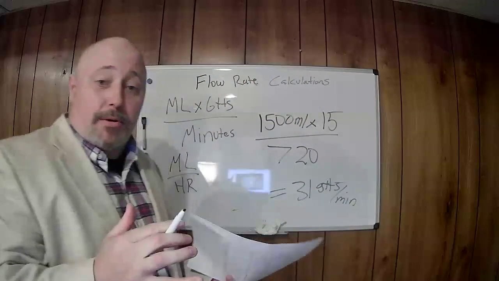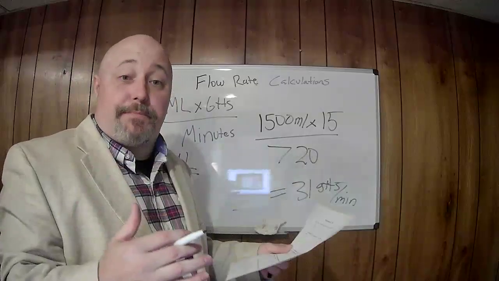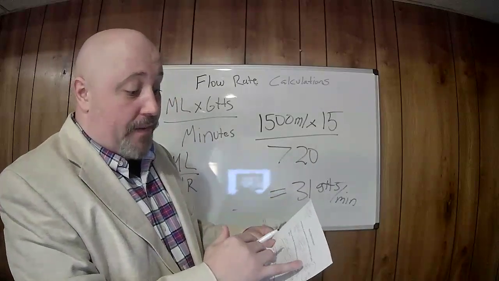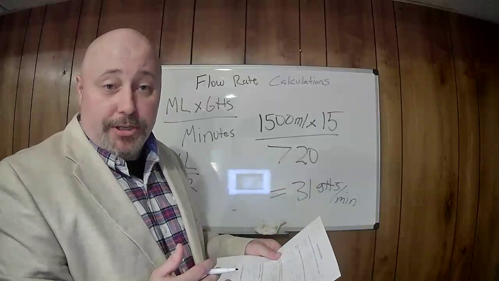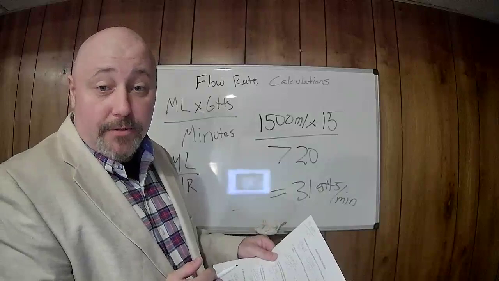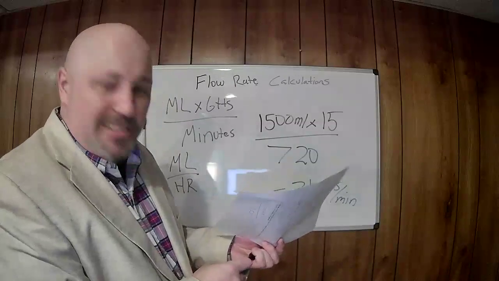Another key thing to remember is that we can never give a part of a drop. So again, we're just using basic rounding rules. If it came to 31.5, the answer would have been 32 drops. In this case, our answer came to 31.25. So we're just going to round that to 31 drops a minute. Let's do another one.